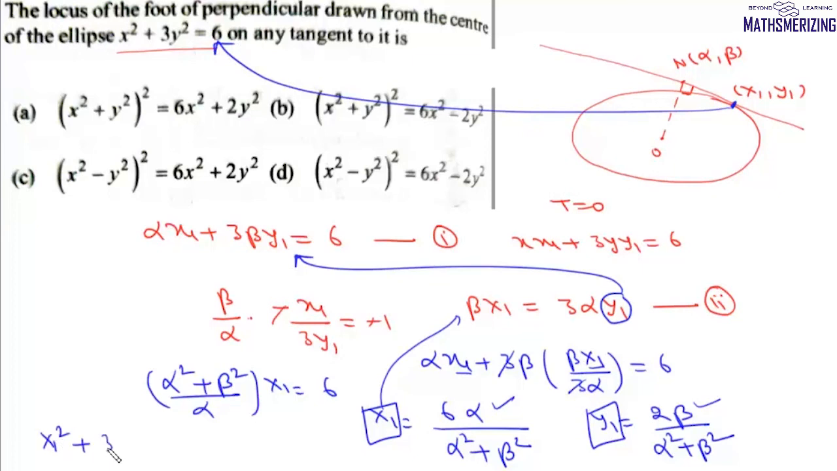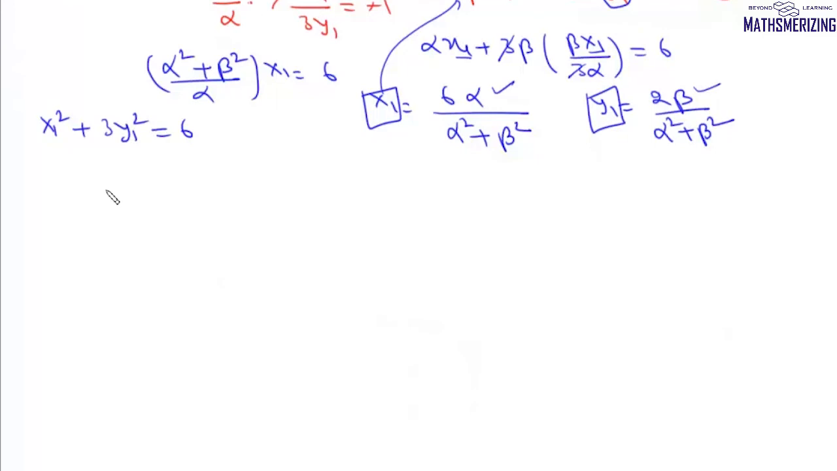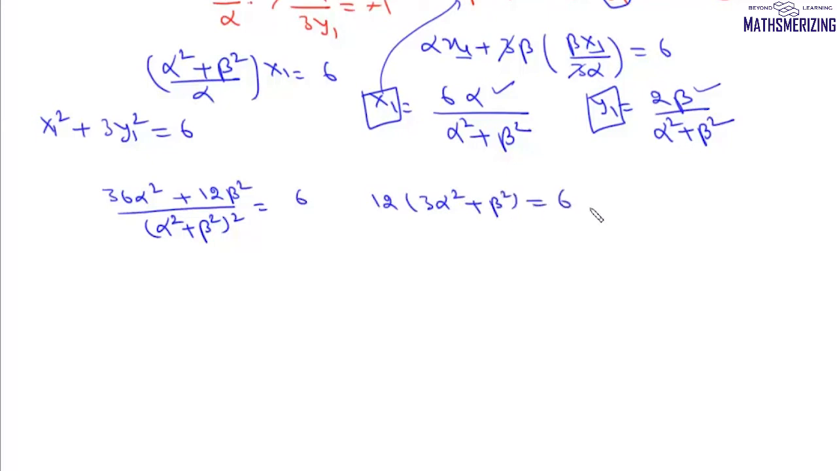So if x1, y1 lies on this ellipse, then x1 square plus 3y1 square must be equal to 6. Now we'll put the value of x1 and y1. So we'll get 36 alpha square plus 12 beta square upon alpha square plus beta square whole square, and this value is equal to 6. So we can write this as 12 times 3 alpha square plus beta square, and this is 6 times alpha square plus beta square whole square.